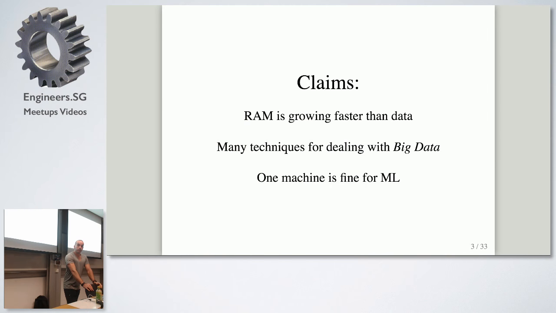So these are my claims. These are important. The RAM that you can get in a machine is growing faster than the data that you need to process. This is an important one. There are lots of techniques that you can use to deal with so-called big data that don't involve these big systems like Spark and Hadoop and stuff. And yes, I know you can run Spark on a local cluster on your laptop. I don't mean that. I mean the big stuff. So you can do everything on one machine. I do everything pretty much on my laptop all the time.